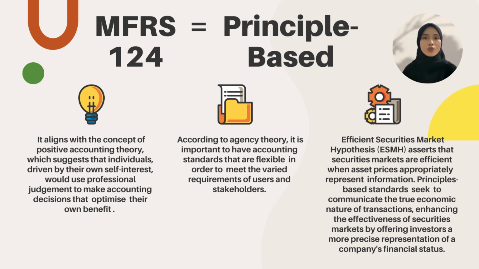ESMH asserts that securities markets are efficient when asset prices represent information accurately. MFRS 124, adhering to ESMH, requires firms to report related party transactions, considering not only legal but also economic aspects, contributing to market efficiency. So, in conclusion, MFRS 124 stands out as a principle-based accounting standard emphasizing professional judgment, adaptability, and transparency.